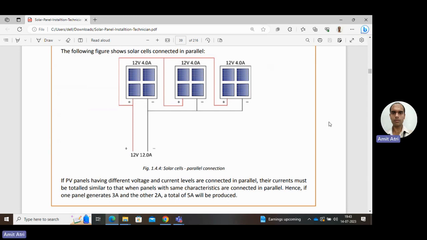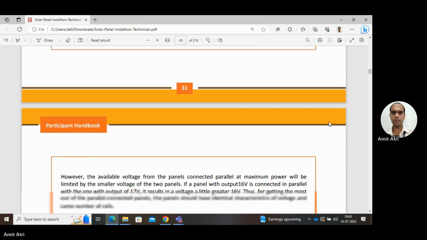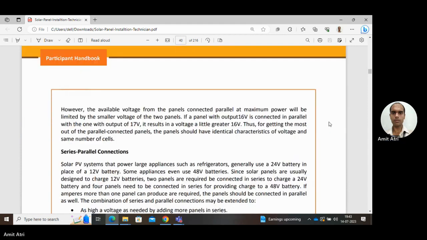Here the three solar panels had the same voltage and same current, but in case they are different, then the total current will be the summation of the individual currents produced by each cell, whereas the lower voltage will decide the total voltage available.